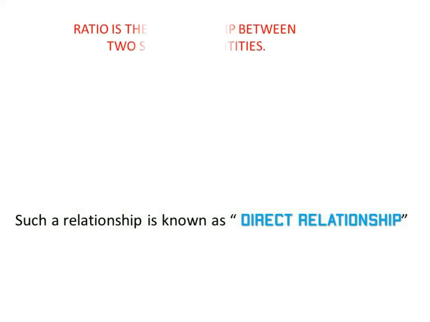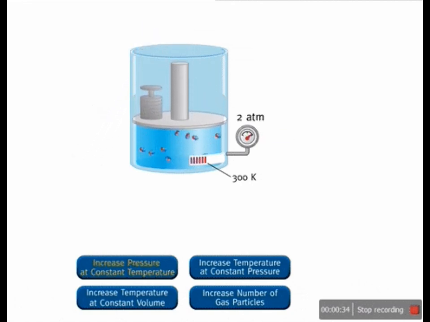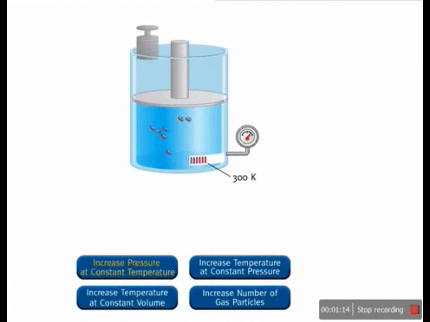We know ratio is the relationship between two similar quantities. Sometimes in practical life, a change in one action or process may lead to a change in another process which is dependent on the first one. For instance, if gas is filled in a container and I decrease the volume of gas, of course the pressure inside the gas will increase as well. So decreasing one quantity leads to an increase in the other, or sometimes increasing one quantity may lead to an increase in the other as well.